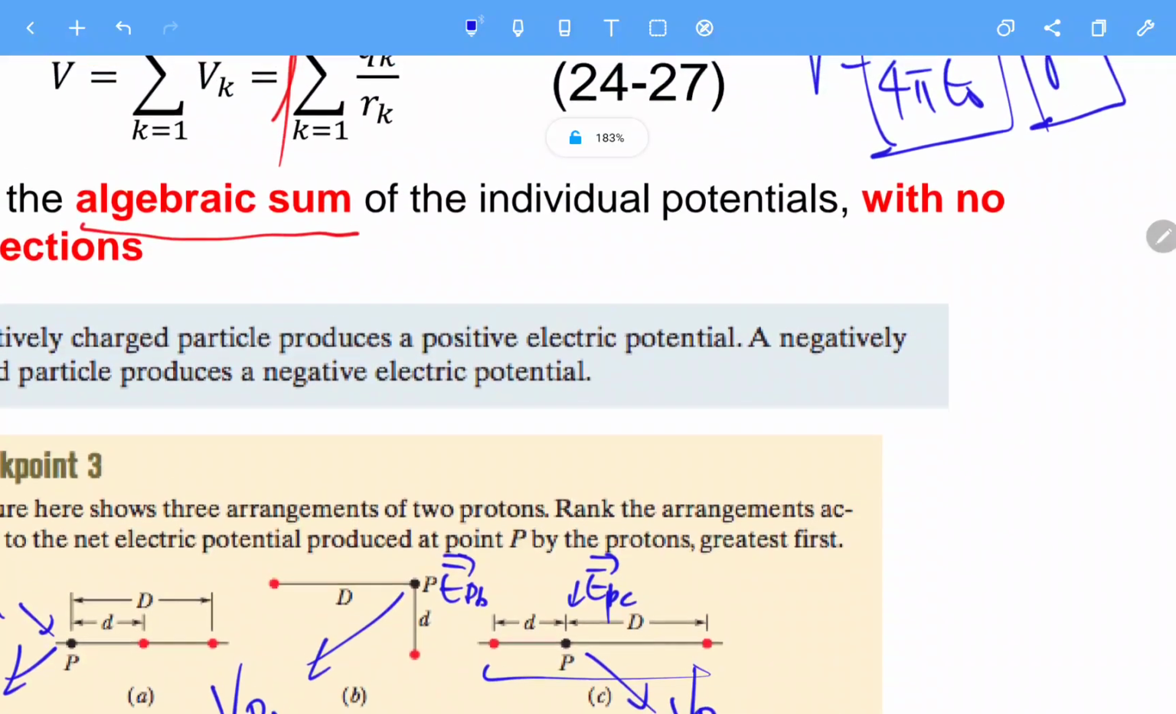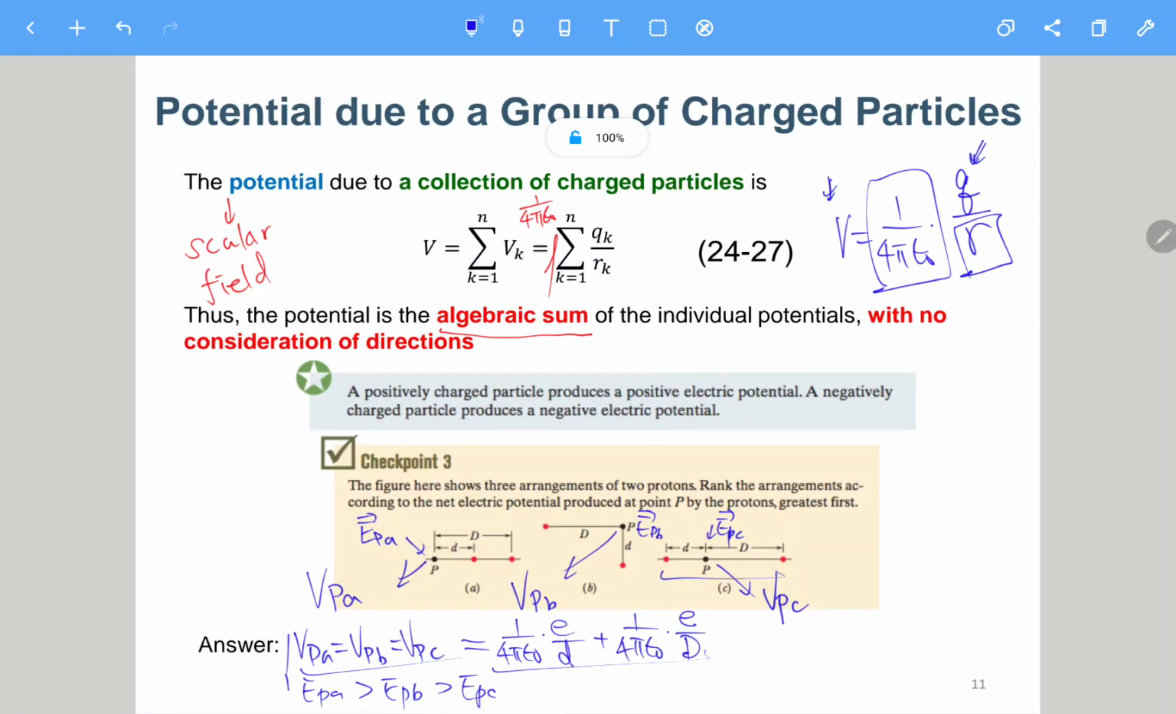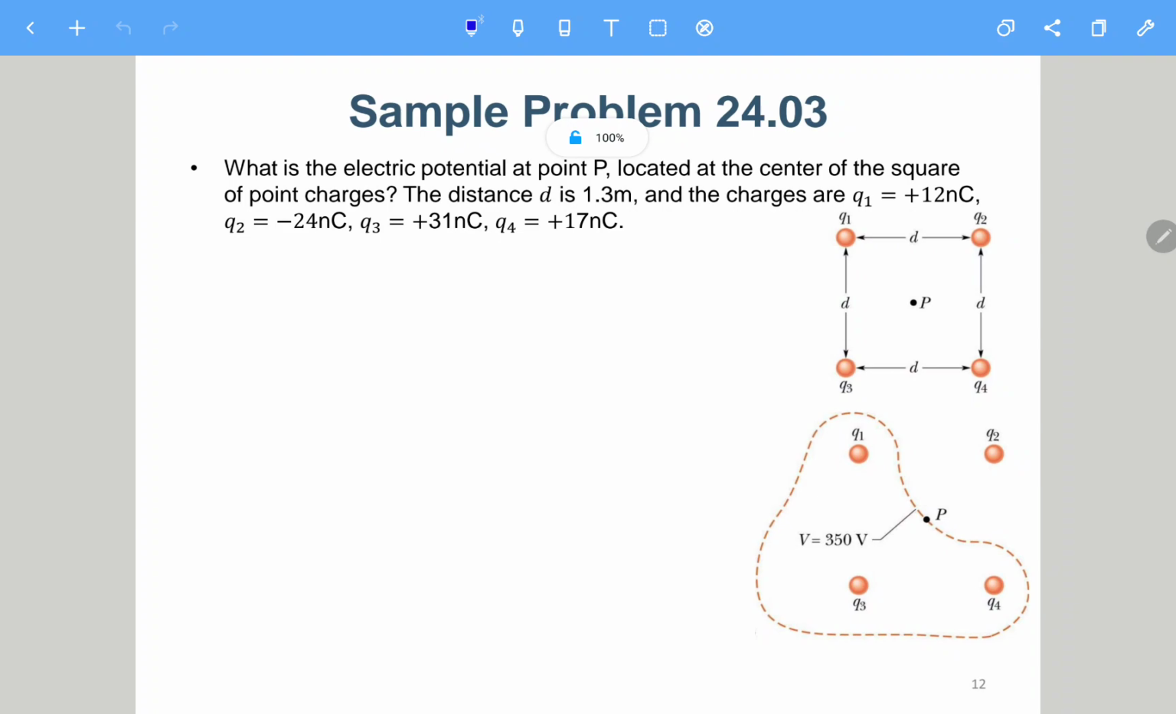Okay, so here we have a sample problem. It asks what is the electric potential at point P, which is located at the center of a square, with distance d, and charges q1, q2, q3, q4. So this is pretty easy.